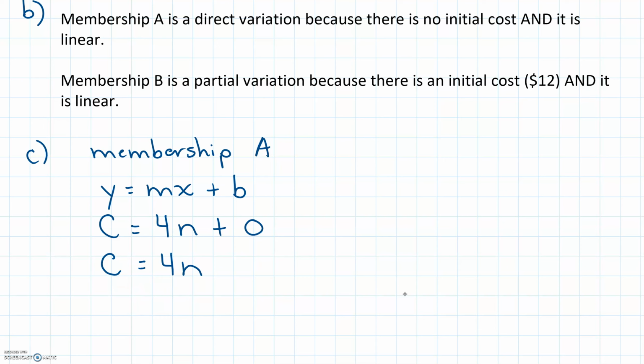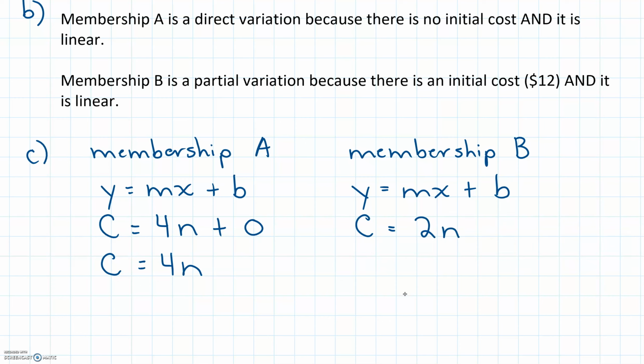You don't need to write down the explanation, but I want you to read it out in your mind before you write it out, so it makes sense to you. Now for membership B, we use the same letters, except this time the cost per visit is $2 per visit, but there is an additional cost of $12.